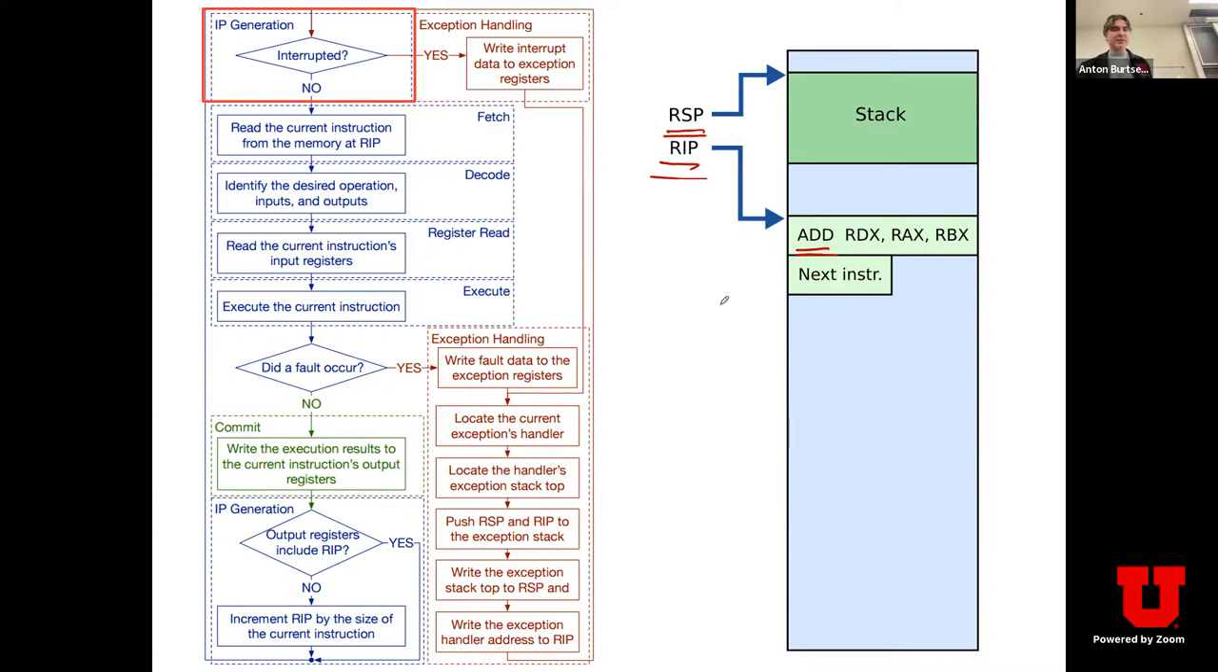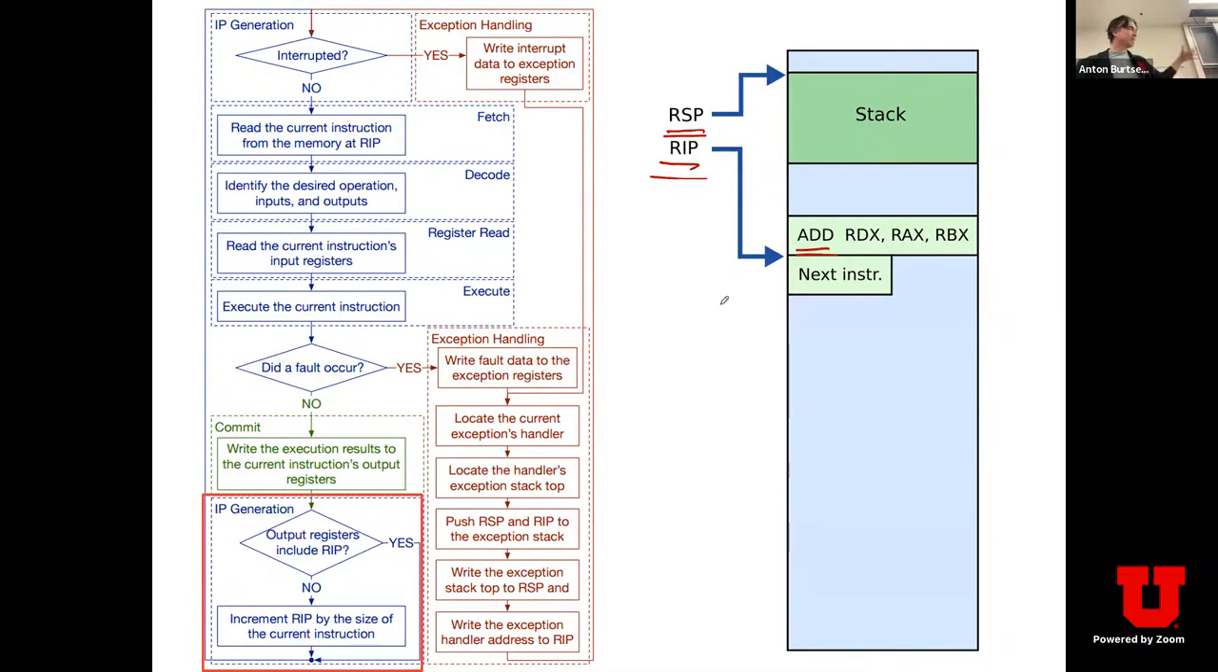Okay, let's assume it's there. It reads the instruction from memory. It decodes, it happens to be addition. Does the register read for RAX, RBX, executes the instruction, checks whether there wasn't any exception occurring at this point, maybe nothing happened, then you commit, move to the next instruction, right? That's normal execution of the program.